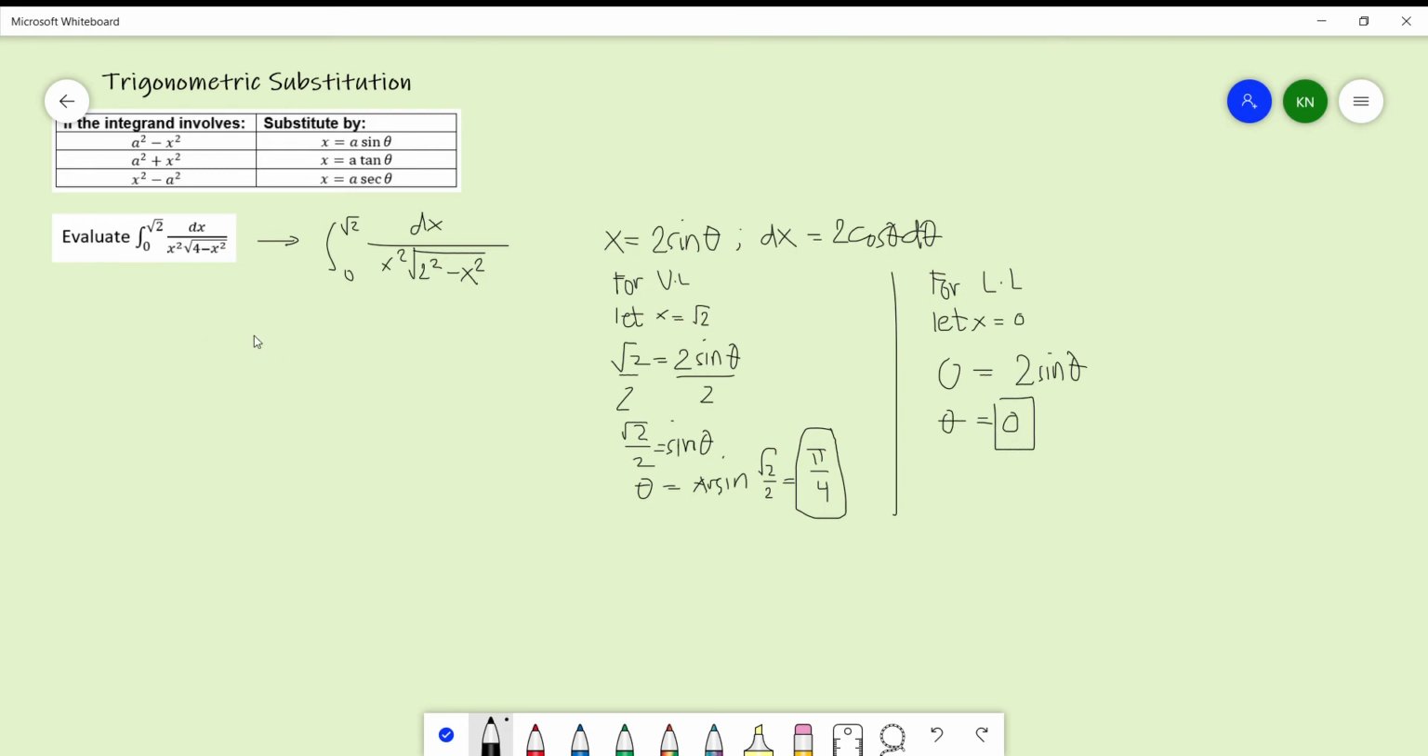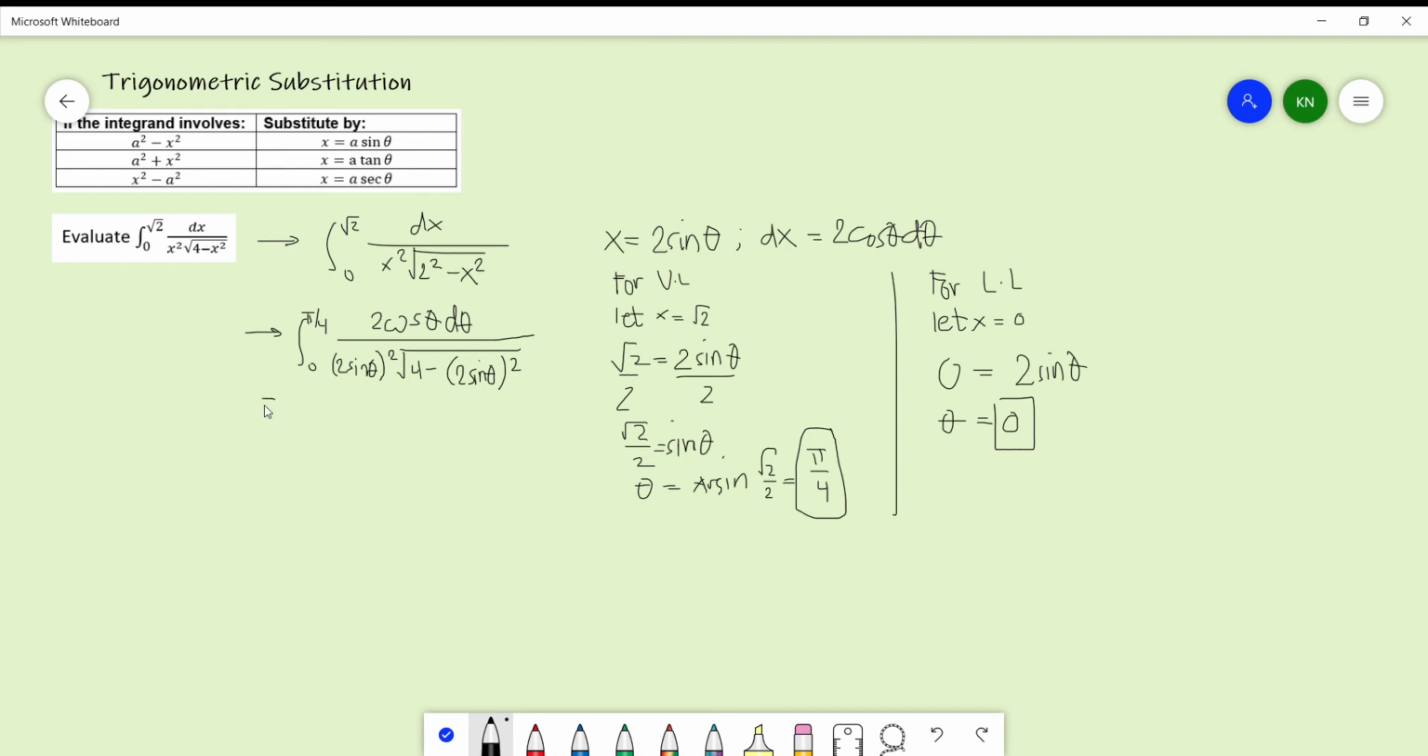So now we will be changing the limits from 0 to pi over 4, and then substituting the values that we have here. dx is equivalent to 2 cosine theta d theta, all over x squared, which is 2 sine theta squared, and then the square root of 4 minus our x, which is 2 sine theta, squared.